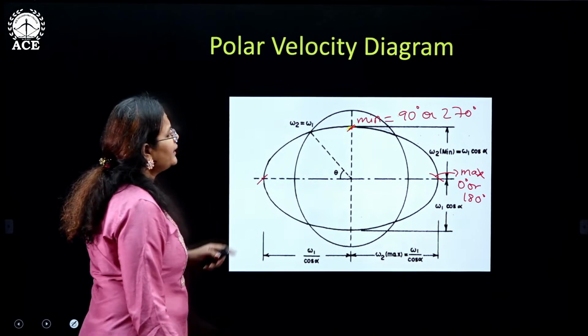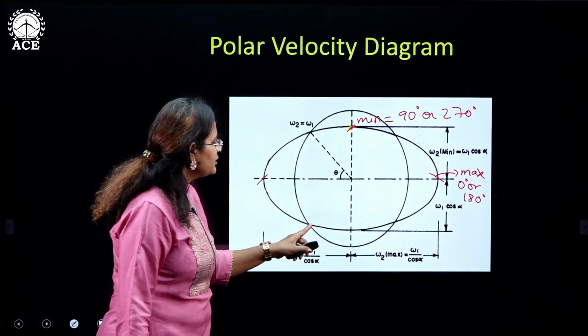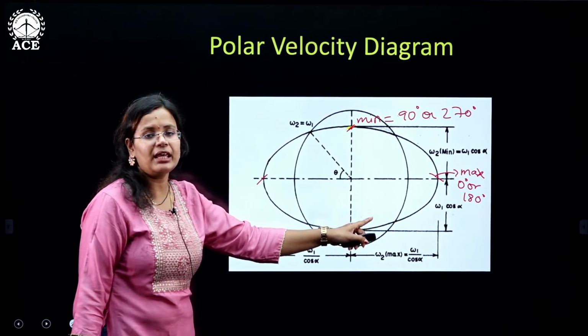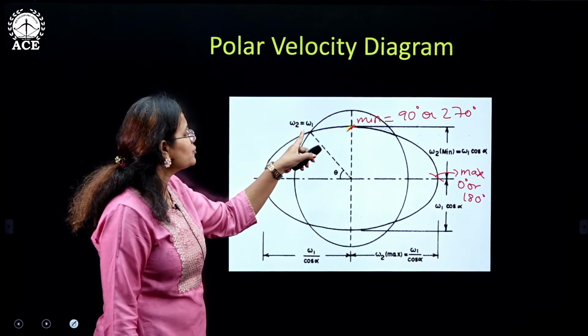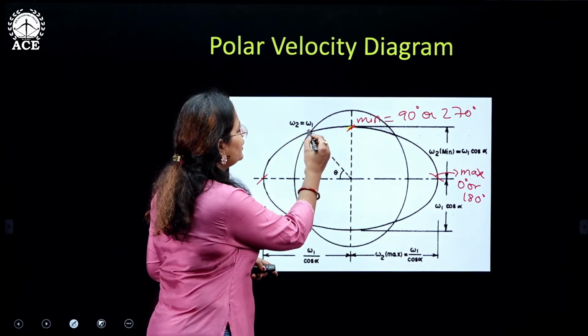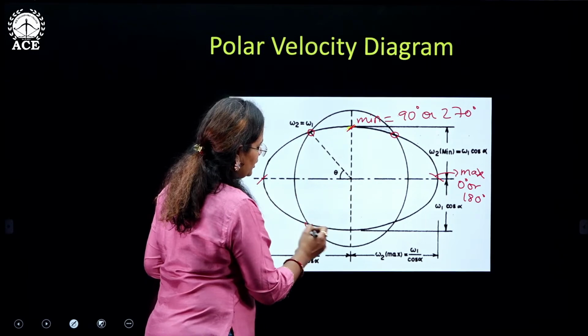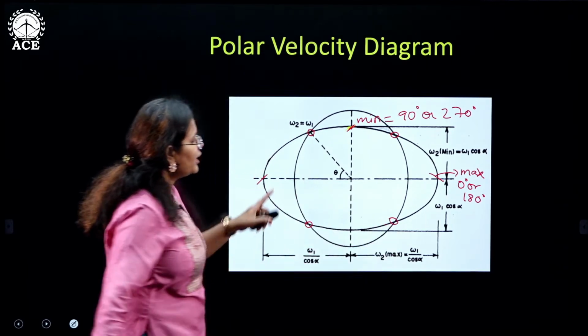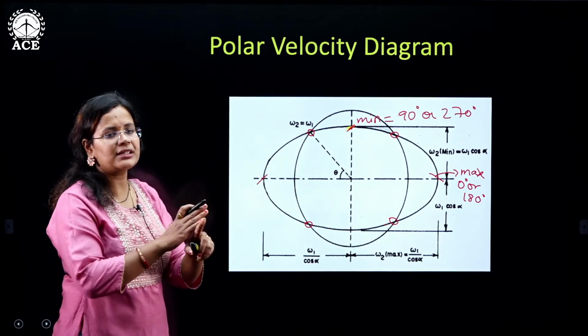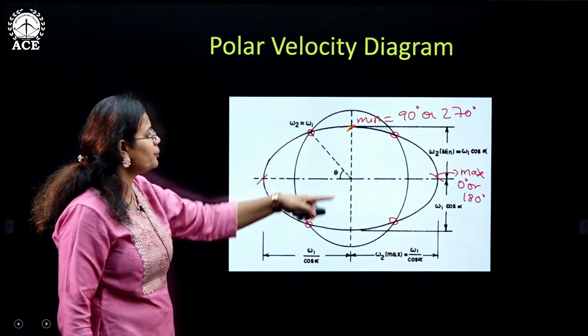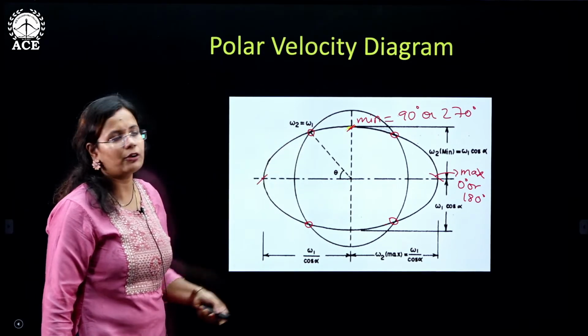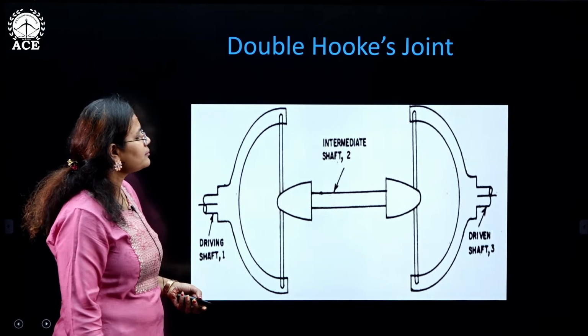And there are also 4 points where the curves coincide and have equal angular speed. See, omega 2 is equal to omega 1 at this point, this one and this one. The curves are passing through the same point, so at those 4 points the two angular speeds are going to be the same.